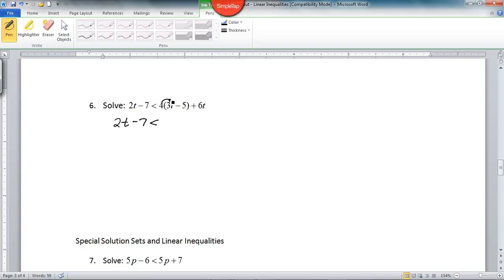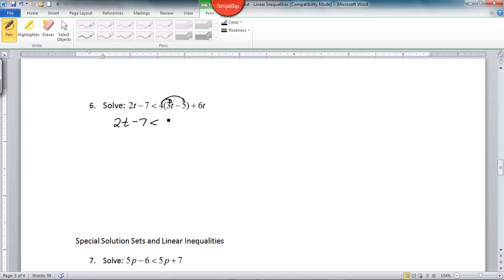Let's go to problem 6 here. 2t minus 7 less than 4 times the quantity 3t minus 5, plus 6t. All right, well, with inequalities, same thing as earlier. We want to get rid of the parentheses first. We've got to distribute the 4.